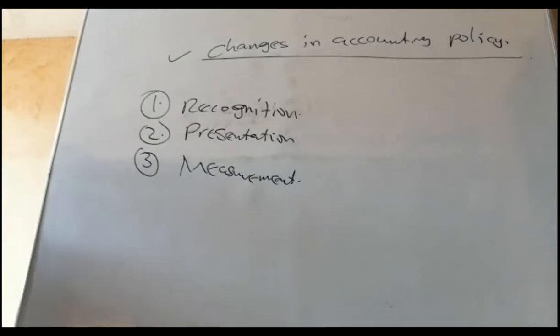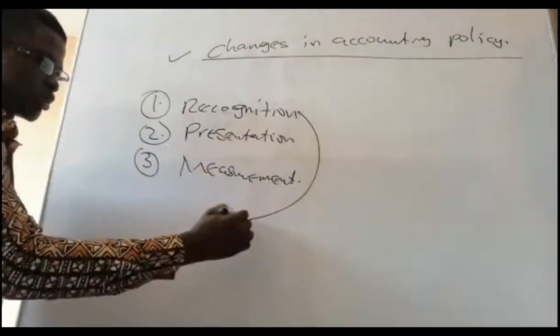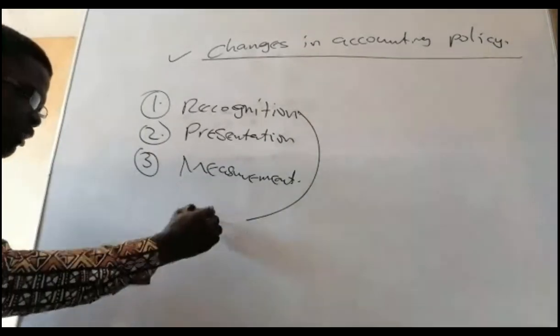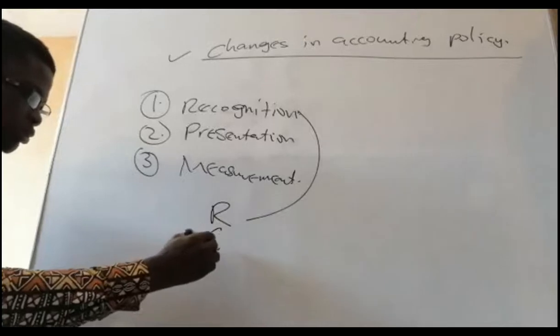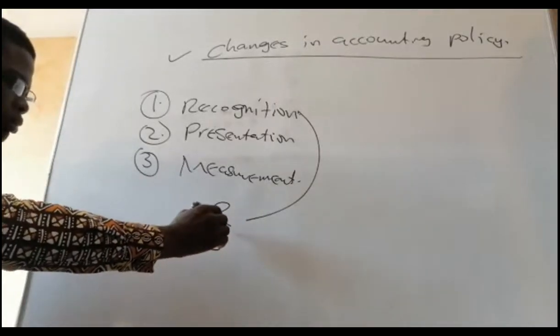Recognition is talking about the elements of the financial statement. So it's talking about the elements that we saw in the conceptual and regulatory framework. That the elements are what? Real items.